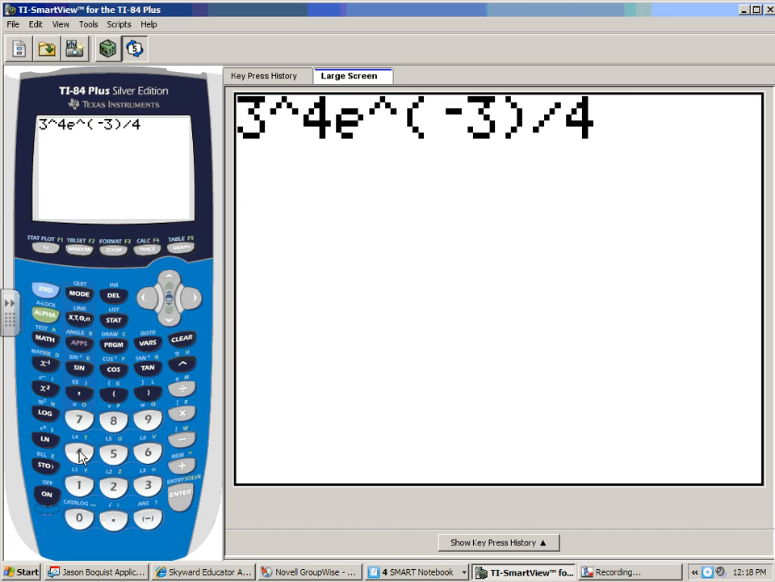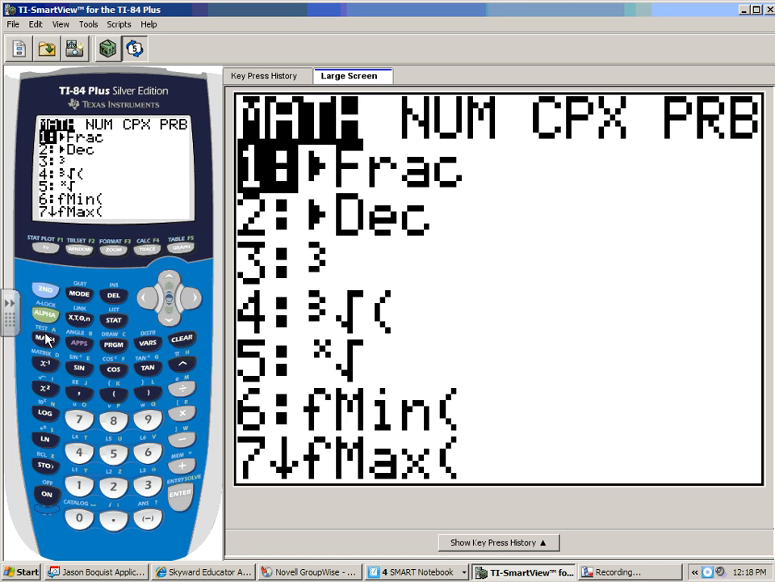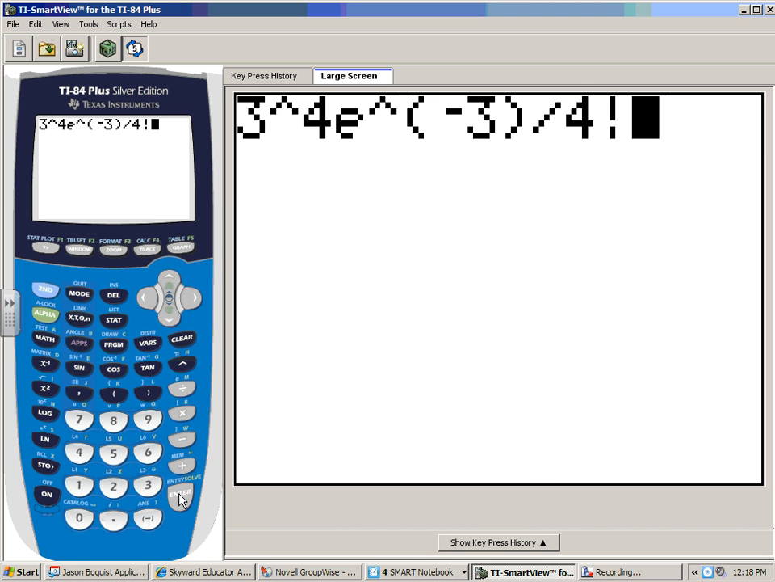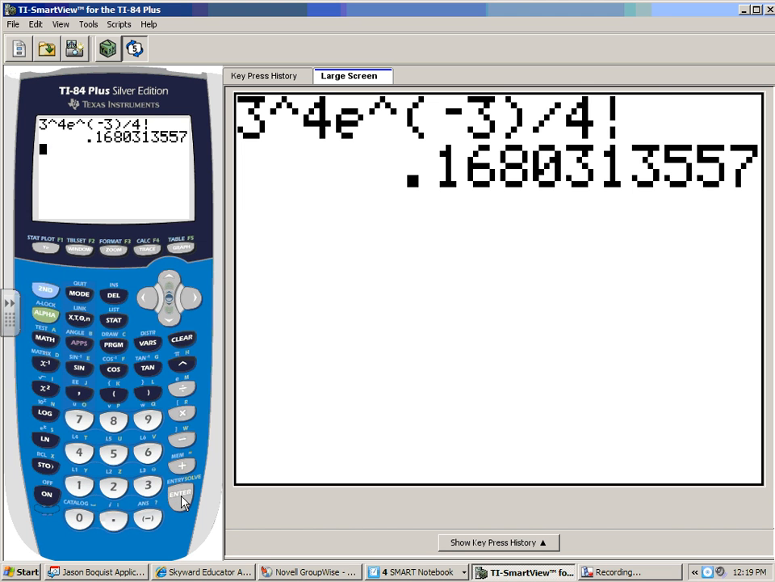So you have to hit the 4 first, and where is factorial? Yeah, it's under math, and you got to go over to probability. Everybody with me or no? Am I going too fast? And there it is, number 4, right? So you scroll down or whatever it is you like to do. There it is. Factorial. So is that typed in correct? 3 to the 4th, e to the negative third, divided by 4 factorial. And enter. Are you surprised by that? Yeah. I'm a little bit too, but it is right.